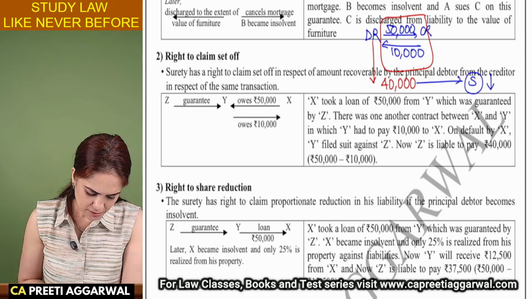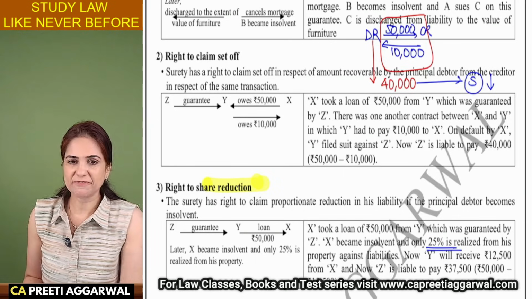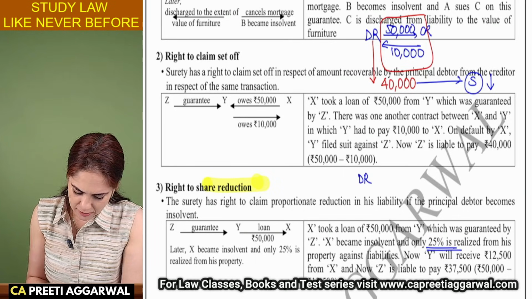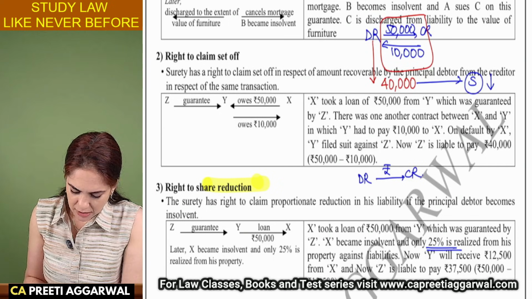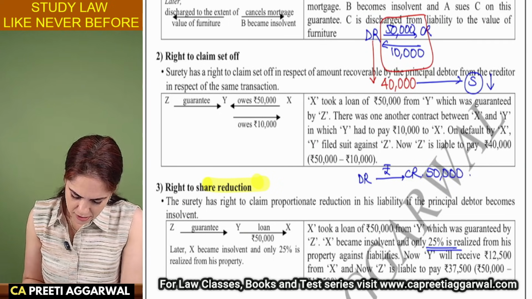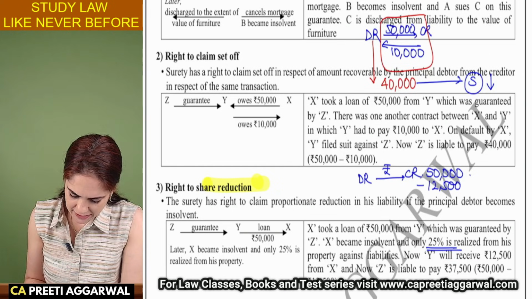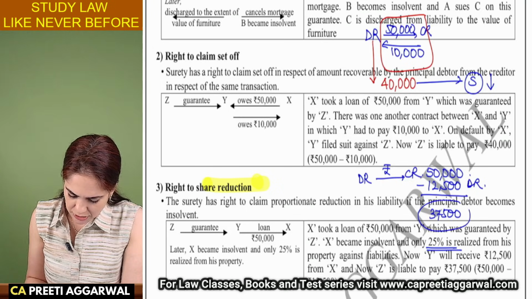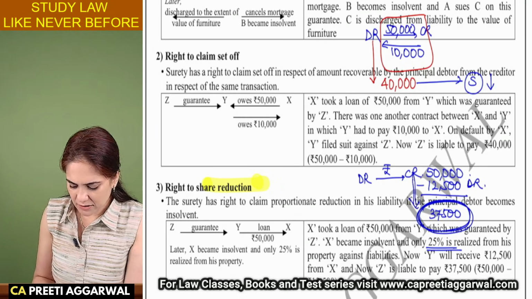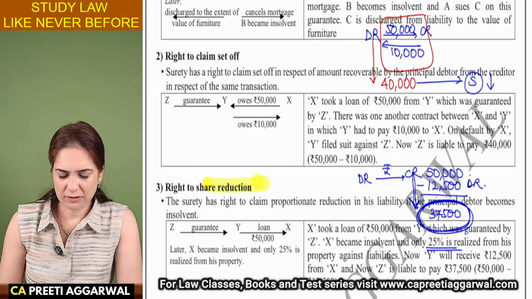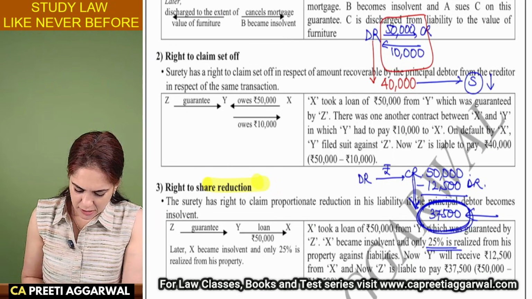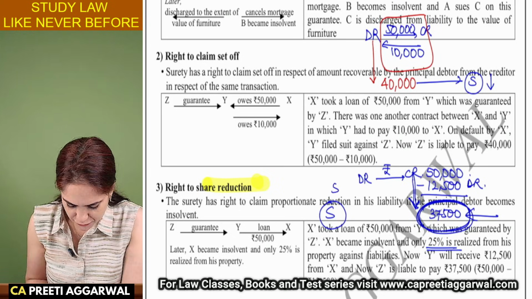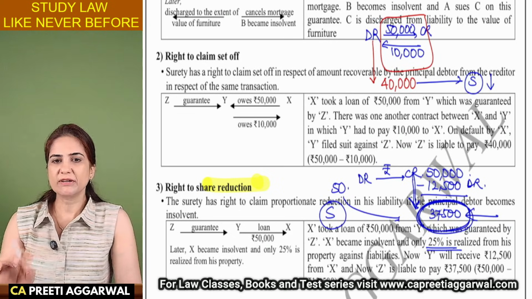Right to share reduction. Now, the debtor has become insolvent. He is giving only 25%. So, the debtor must have paid some money to the creditor. Let's say that the creditor had to recover 50,000. So, he got 12,500 from the debtor. Now, he has to recover only 37,500. So, this debt has reduced, right? The creditor has already recovered some money from the debtor. Now only the balance is outstanding. So the surety's liability also reduces from 50,000 to only 37,500.